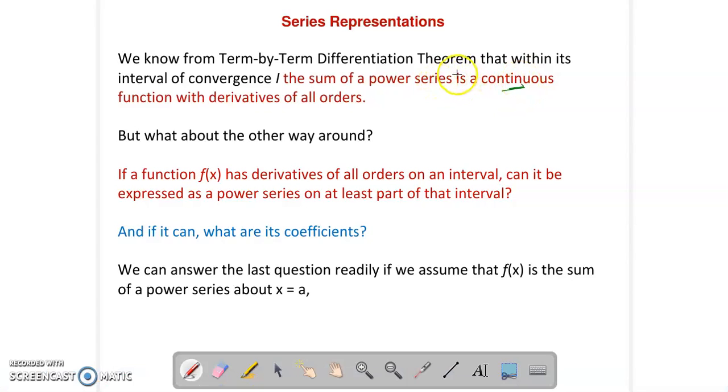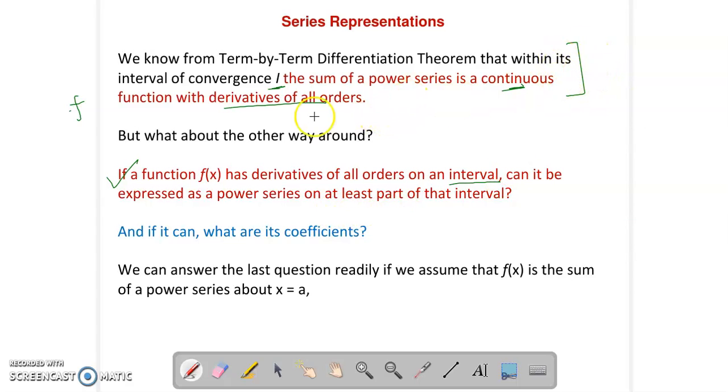So whenever you have a power series that is converging in some interval of convergence I, it defines a function, and that function has derivatives of all orders, right? Now, what if you have a function which has derivatives of all orders in an interval? Can it be expressed as a power series on at least part of that interval? So we are just going the other way around in this one.